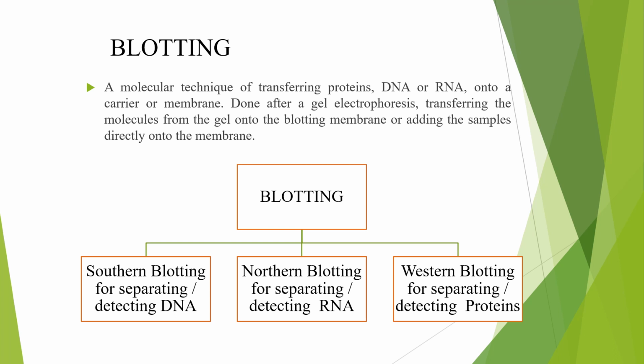Types of blotting are classified into three major groups. Southern blotting is used for separation or detection of DNA. Second, Northern blotting is used for separation or detection of RNA. And Western blotting is used for the separation or detection of protein.